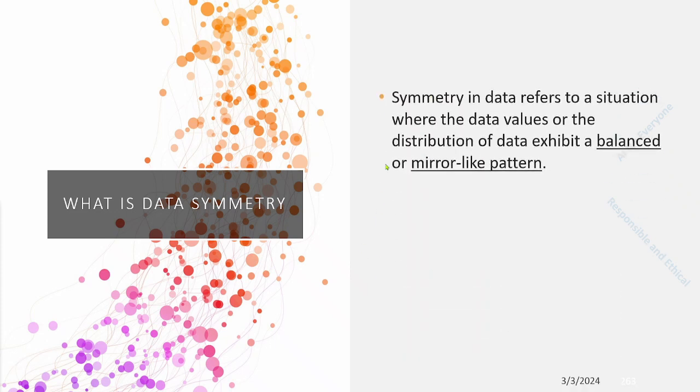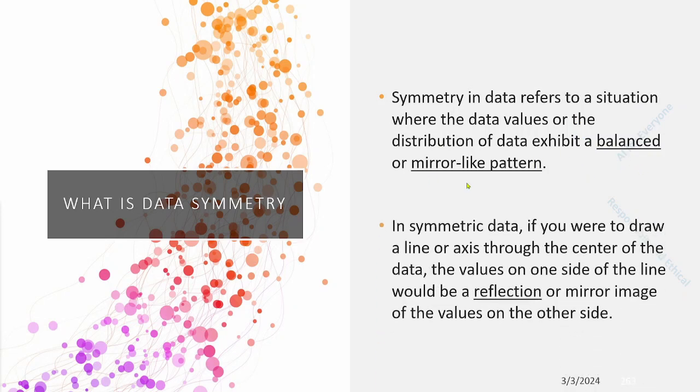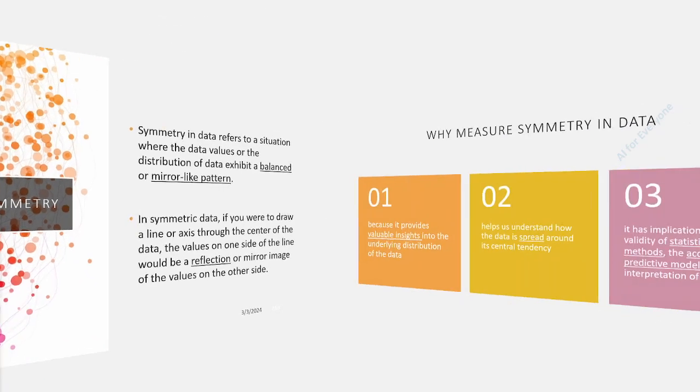So what is data symmetry? It refers to the situation where the data values are distributed in a balanced way or mirror-like pattern. If you were to draw a line through the center of the distribution, then one side is the reflection of the other side. Typically, normally distributed data will be such: if you draw a line, this side and that side would be like a reflection of each other in terms of probability and probability density.